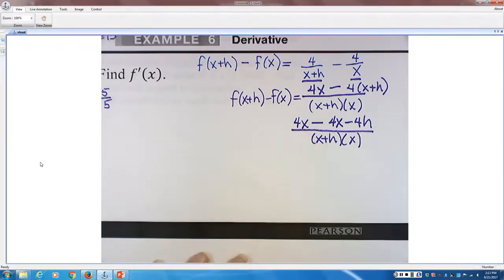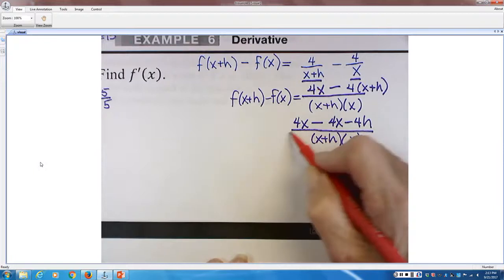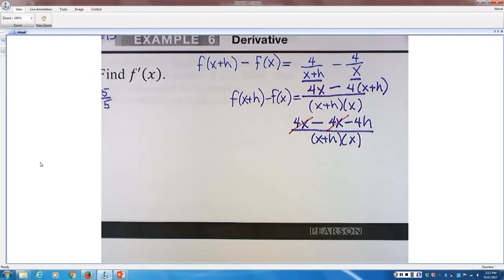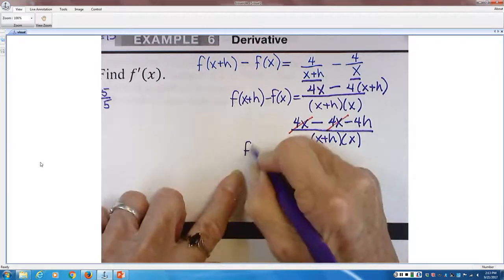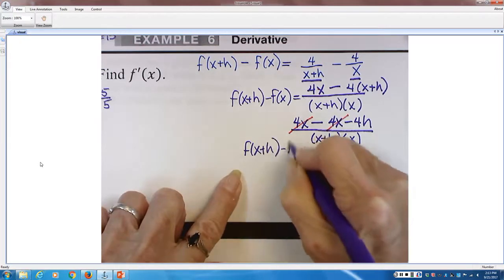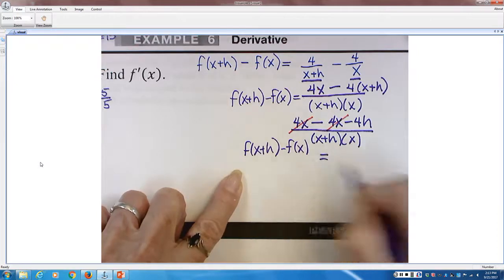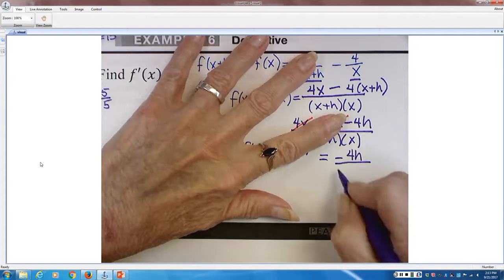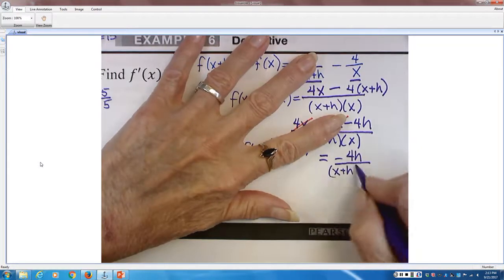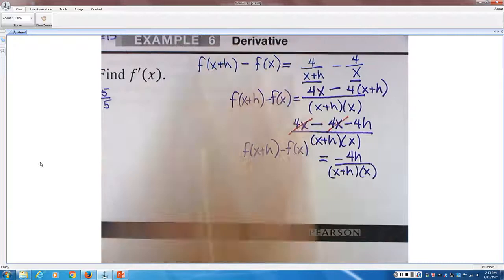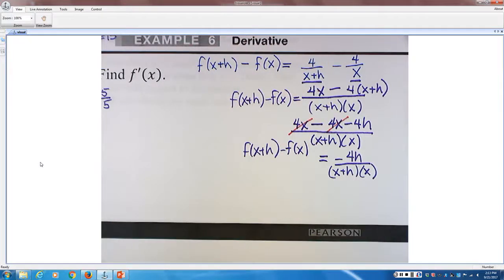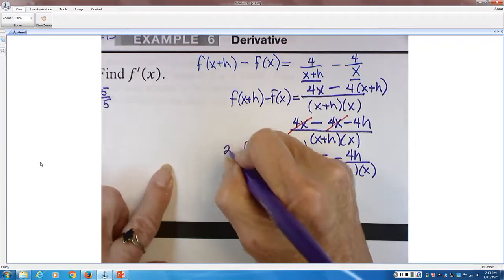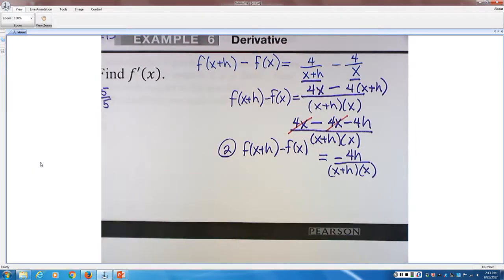And in the denominator, I still have x plus h times x. I have no real reason to do anything with this yet, so I'm going to leave it where it is. I can always multiply it later if I need to. Right now, I need to make something happen here. What happens to 4x and minus 4x? Okay. That was my goal. So f of x plus h minus f of x is equal to negative 4h over x plus h times x. So this was step 1, and believe it or not, step 2 was the hardest part in this one. This is step 2. All the simplification was in step 2.